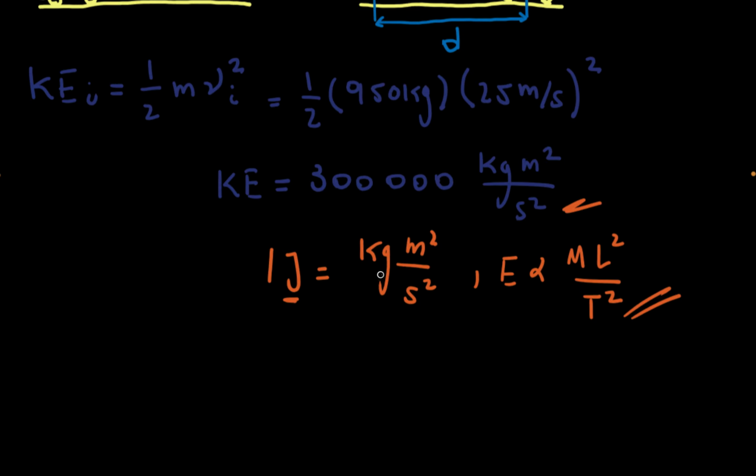Okay, good. Now let's look at kinetic energy final. Kinetic energy final will be 1/2 mass times velocity final squared, equals to, but you may already know what this is. If you don't already know what it is, pause the video and see if you can figure it out.